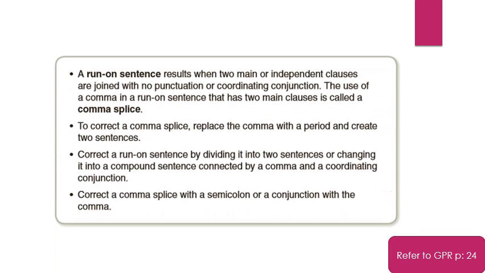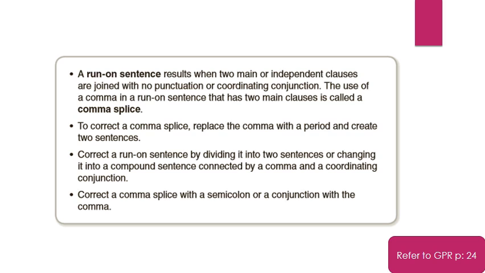In grammar, we covered the run-on sentences. As we agreed, a run-on sentence results when two main or independent clauses are joined with no punctuation or coordinating conjunction. So I have two complete sentences, each with its complete subject, complete predicate, and complete idea, but the mistake is only the punctuation between them.